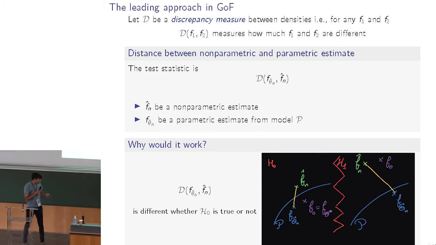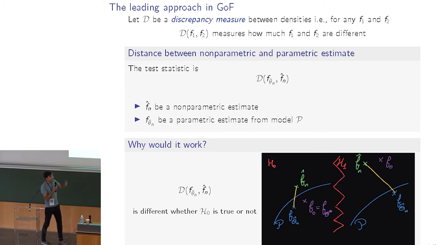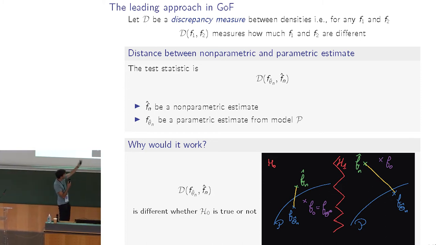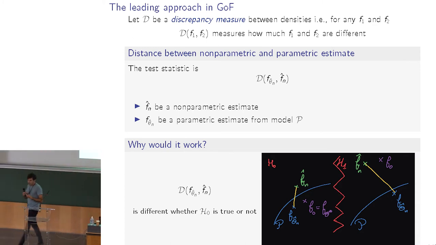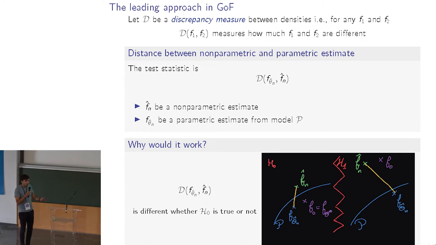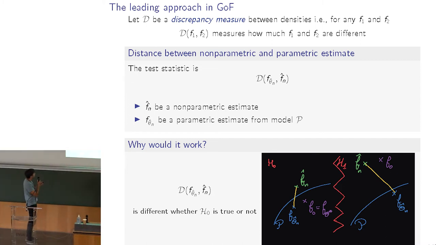And so, regardless of the null or the alternative, the non-parametric approach behaves more or less the same. So looking at the distance, this discrepancy, is a good idea to assert whether the null or the alternative is realized. Okay, so this is pretty basic.